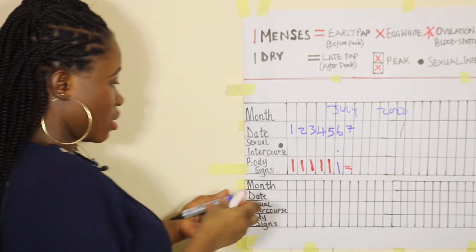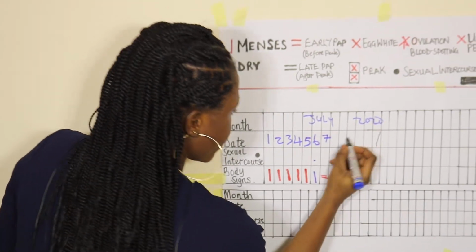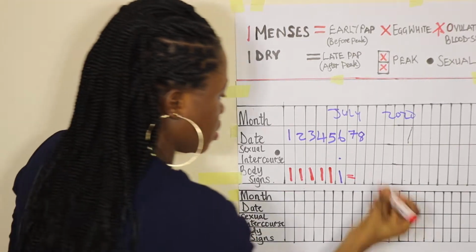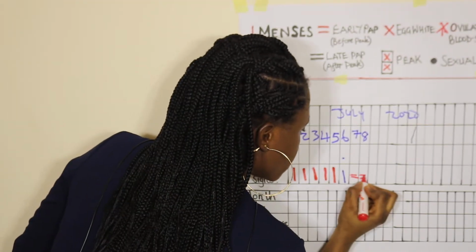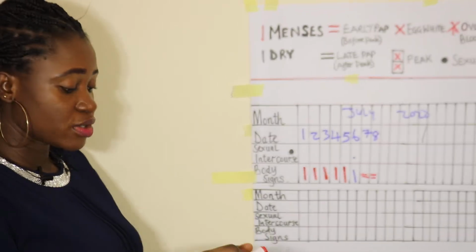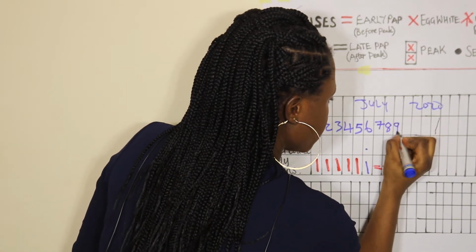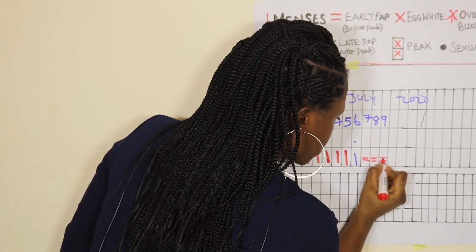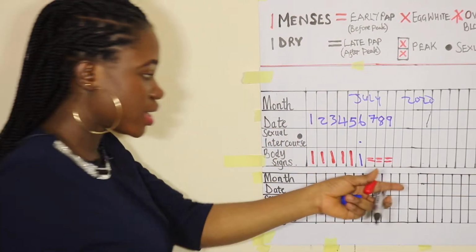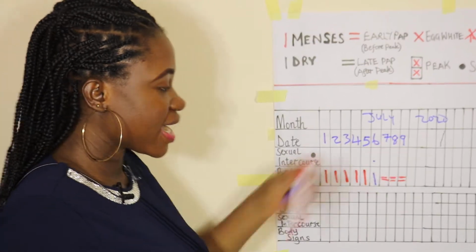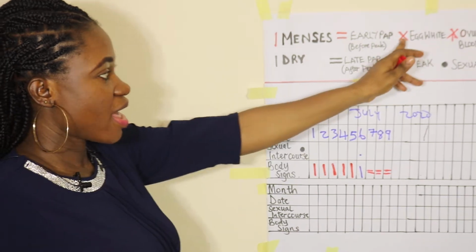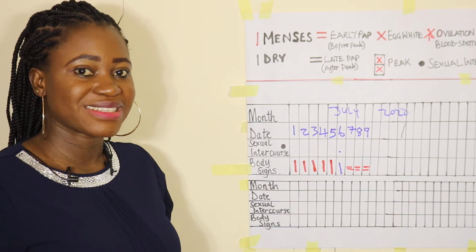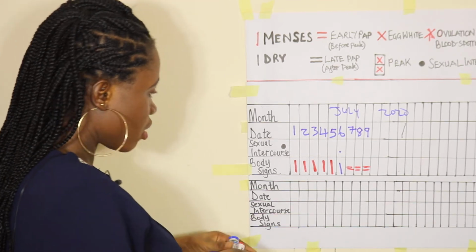So on cycle day 8, which is 8th of July, her early pap still came out. 2 equal sign in red. Again, on cycle day 9, which is 9th of July, early pap, the last day of early pap, 2 equal sign in red. Then on cycle day 10, she started seeing her egg white fertile mucus, the one that is stretchy or slippery, like uncooked egg, started coming out.